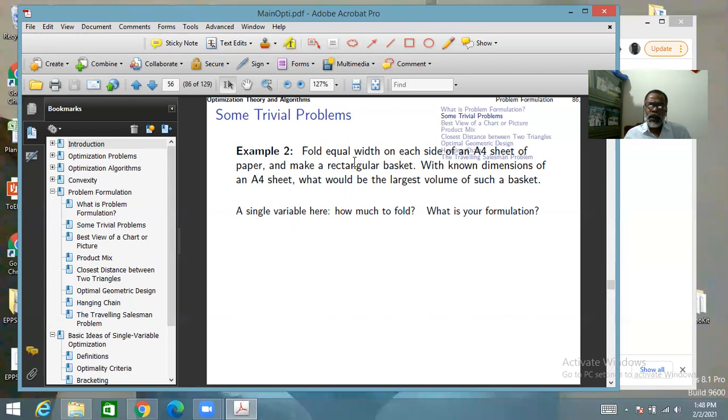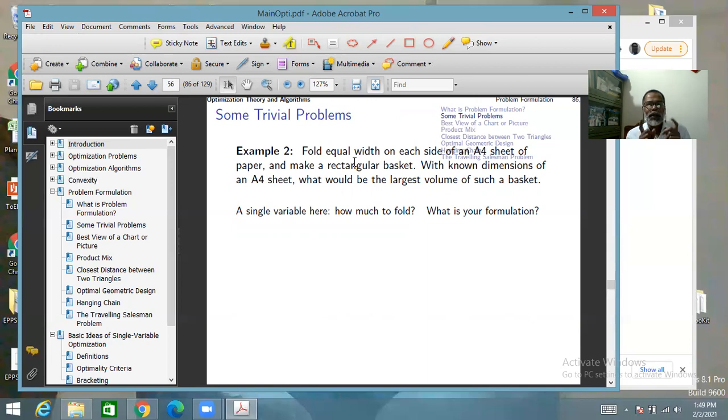If you fold too little, then the height of the basket will be so less that not much volume will come in that. On the other hand, if you fold it too much from all four sides, then the horizontal area of that will turn out to be so small that not much volume will come. So you need to hit the balance. In between some width you should fold so that all dimensions are reasonably respectable.